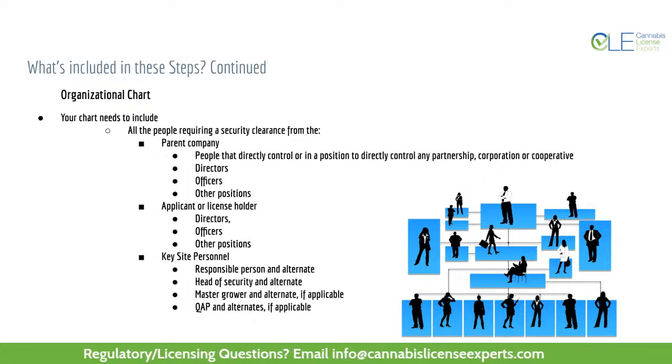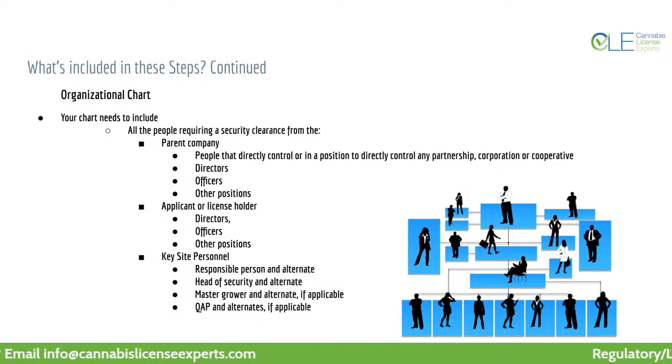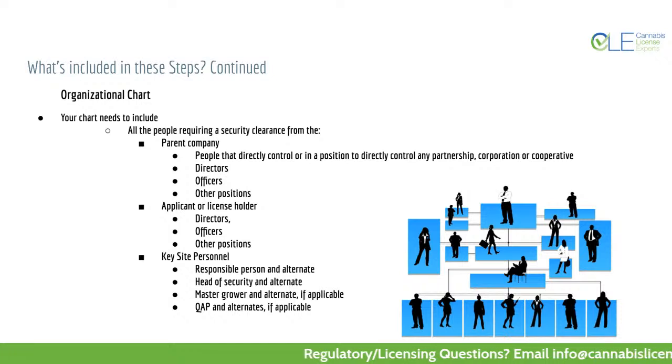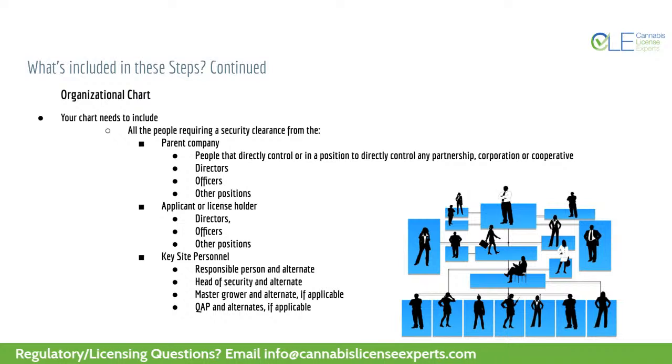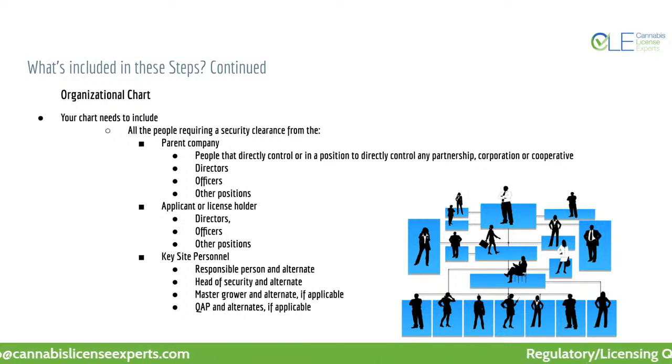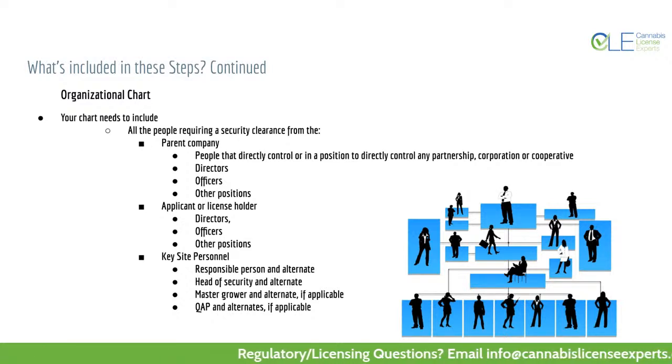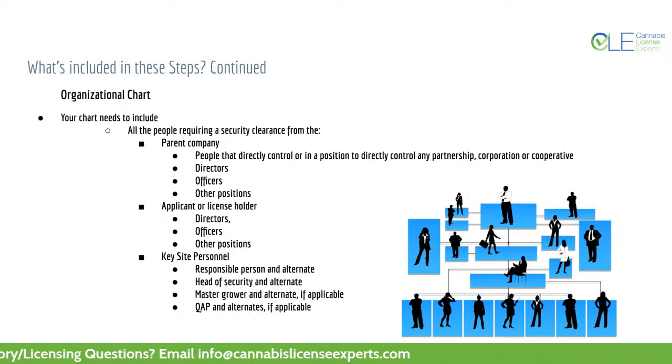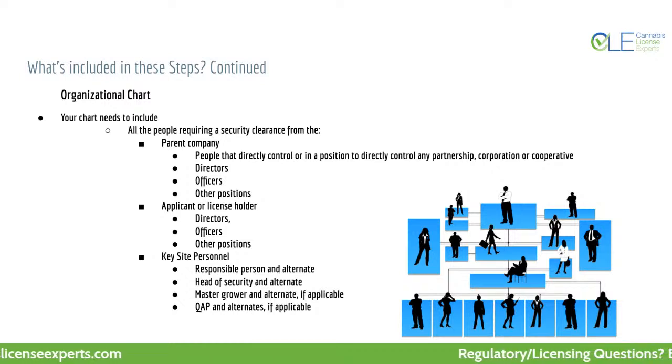And then our key site personnel. Who are these people? Our responsible person in charge and an alternative if the alternate has been identified. A head of security, and of course, an alternate if you've identified one. A master grower and an alternate if you're cultivating or nursery, obviously not required with just a microprocessing license, and your QAP and alternatives, if applicable. Again, not required for cultivators and nursery license holders, but all processors will require a QAP on their application and employed throughout their operating time.